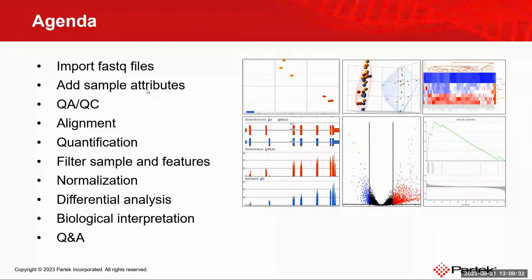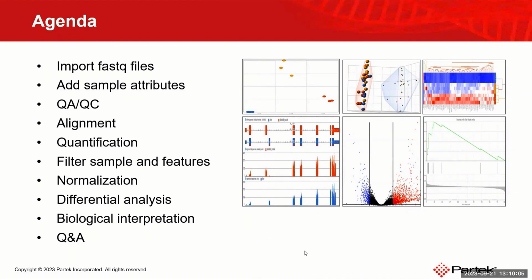We call that attribute. We're going to QC the data, do some cleaning up, and for the FASTQ files, we'll perform alignment to align the sequence, and then quantification will generate raw read count for each sample on each gene. We're going to clean up the data and normalize the data. Eventually, we'll perform a differential analysis to find the genes showing differential expression between our treatment groups. And at the very end, we're going to interpret the biology.